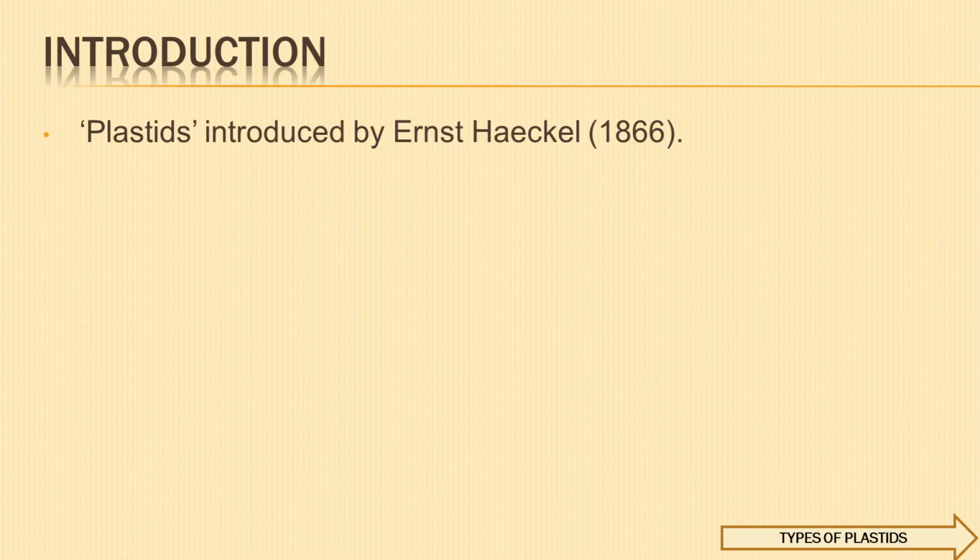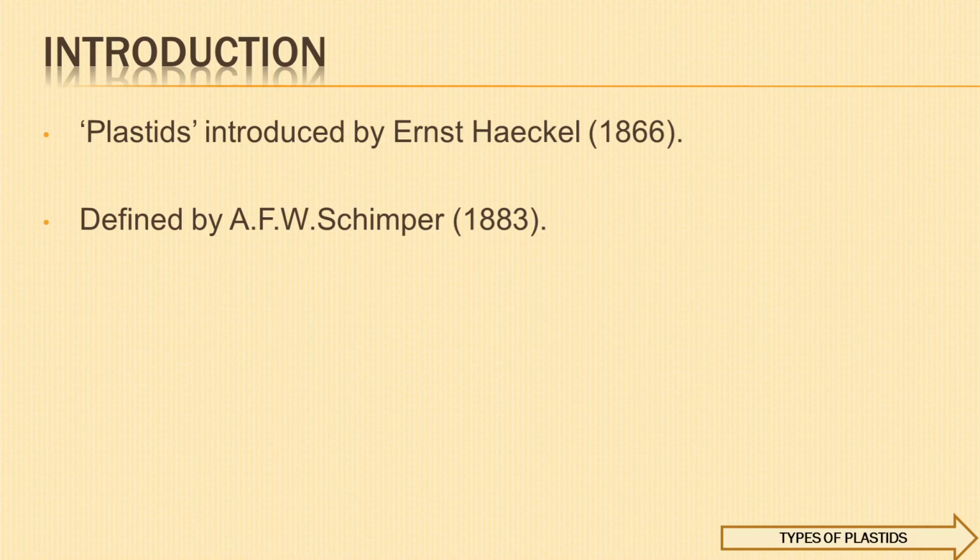Plastids are double membrane bound cytoplasmic organelles found in the plant cells but are absent in animal cell. They are seen in certain protists, example Euglena. The term plastid was introduced by Ernst Haeckel in 1866 but was defined by A. F. W. Schimper in 1883. Plastids are the site of manufacture and storage of important chemical compounds used by the cells of autotrophic eukaryotes.